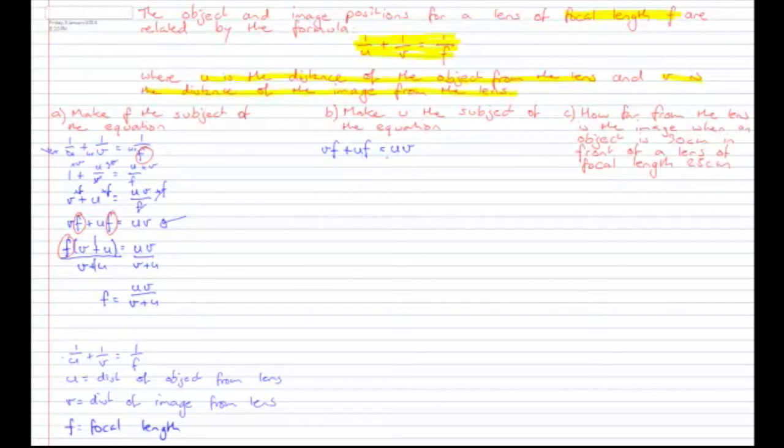Okay, so we may as well get all of the u's on the one side of the equal sign. So you're going to go minus uf over here and minus uf here in order to bring the u's over the same side. So you're going to get vf, with the uf's cancelling out, is equal to uv minus uf. Now we want to get the u on its own, and how many u's have we got? Well, we've got 2, don't we? So what does that mean?